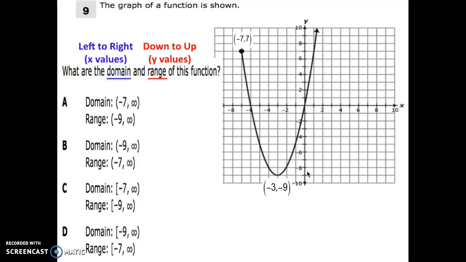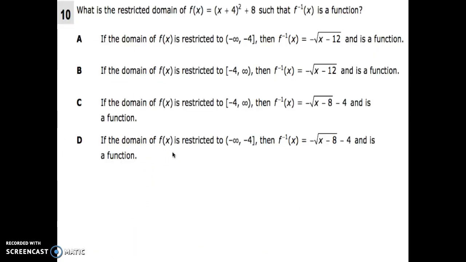Okay, I'm not going to give you the answer for number 9. I want you to remember, though, that the numbers that show up in your answer choices here will have brackets because the numbers are usually endpoints or part of the graph. And any arrows, which means the infinity symbols, those will have the parentheses, which is why the infinity symbols here all have parentheses. Moving on to question number 10.